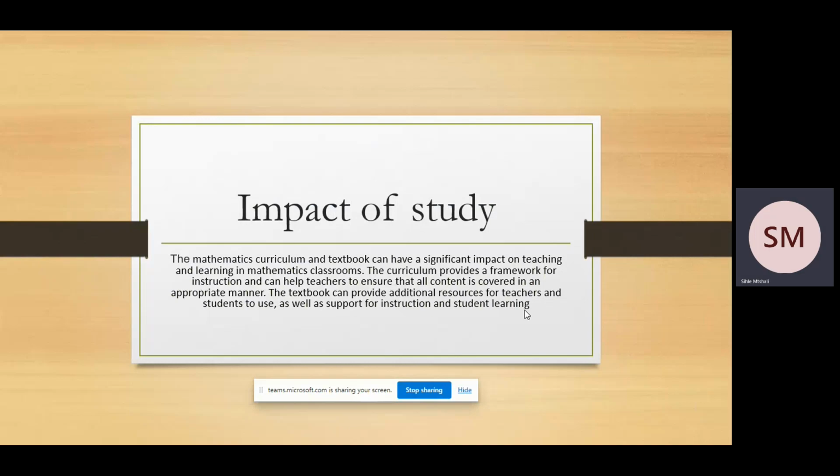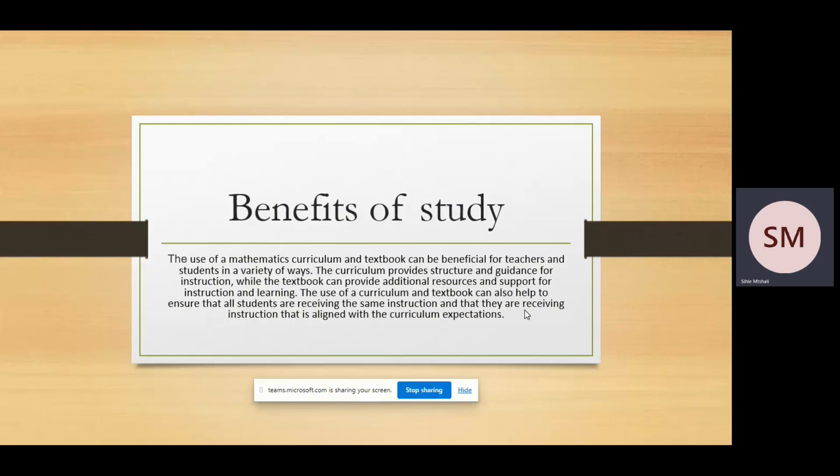So the impact of this study is that the maths curriculum and textbook can have a significant impact on teaching and learning in the mathematics classroom. The curriculum provides a framework for instruction and can help teachers to ensure that all the content is covered in an appropriate manner. The textbook can provide additional resources for teachers and students to use, as well as support the instruction and students' learning.